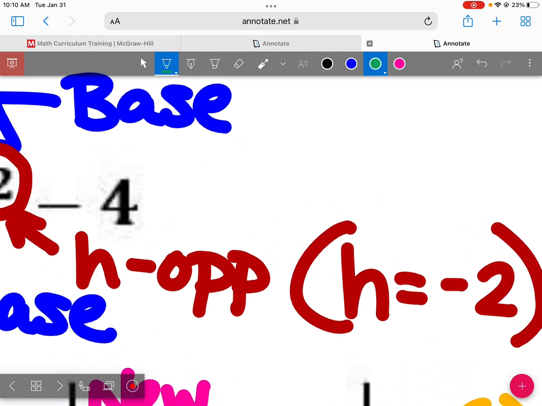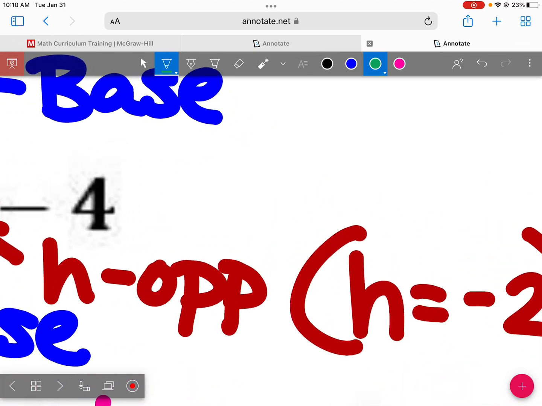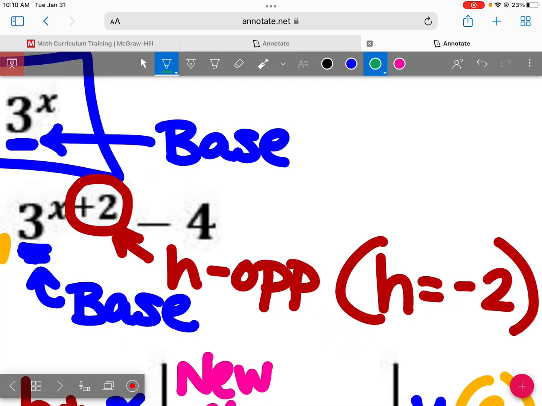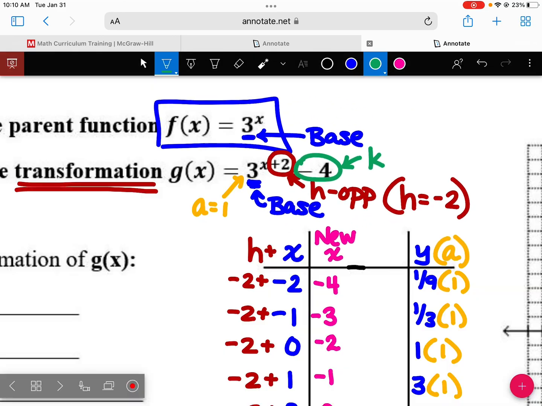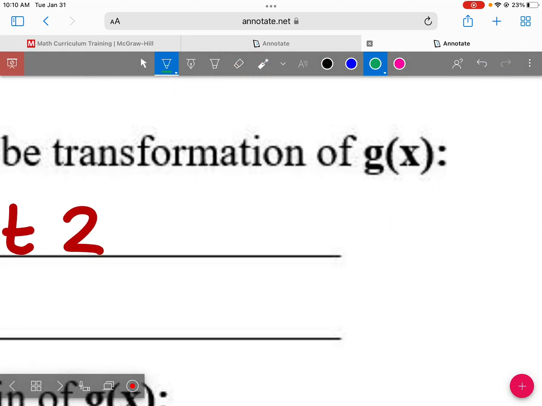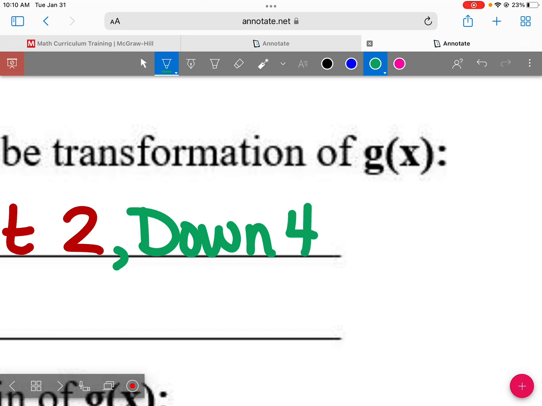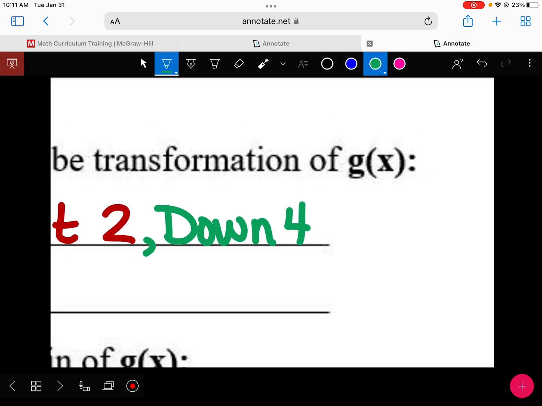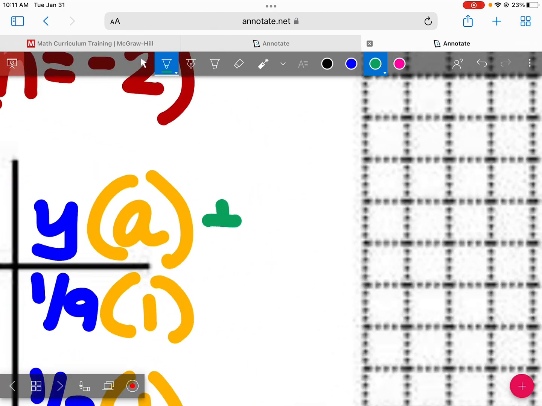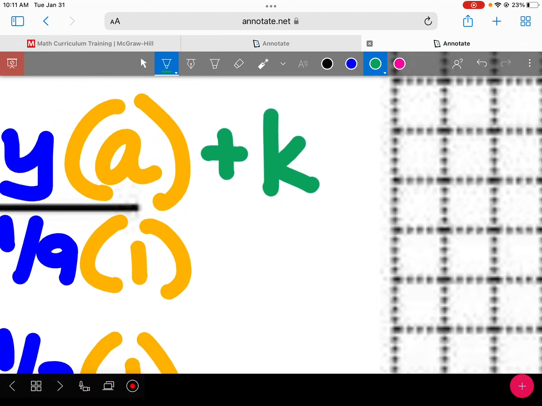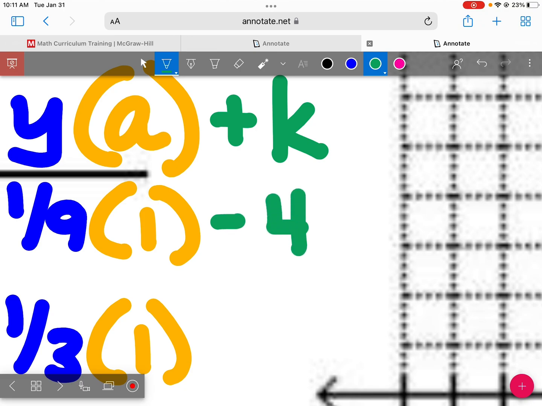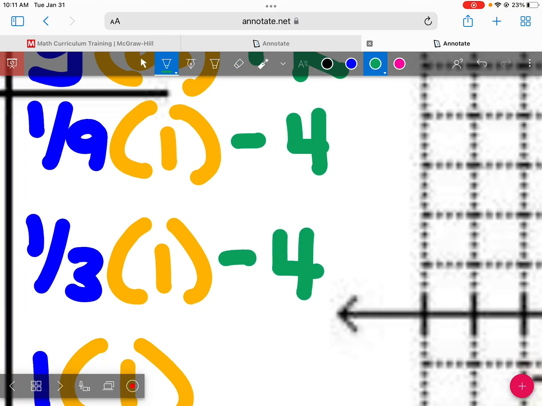I believe we left off with having the very last piece that we still needed to do. Is that correct? We've got A, we've got H. Who is this on the end? That is K. If K is -4, what's it going to do to my graph? Down 4. Which axis goes up and down? The y-axis. So we're going to add our K values to each of these y's. Since K is negative, that means I'm minusing 4 from each of these.